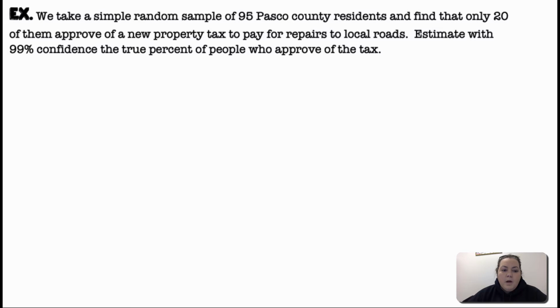All right. We take a simple random sample of 95 Pasco County residents and find that only 20 of them approve of the new property tax to pay for repairs to local roads. Estimate with 99% confidence the true percent of people who approve the tax.